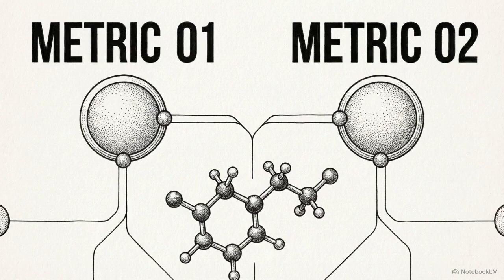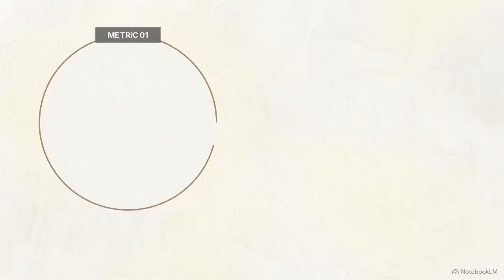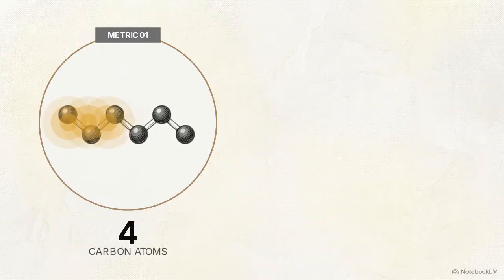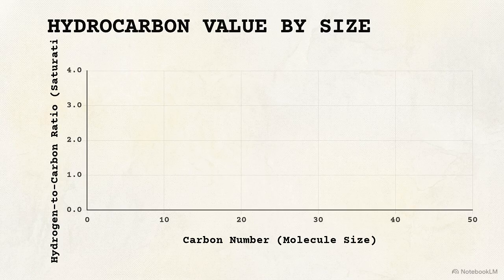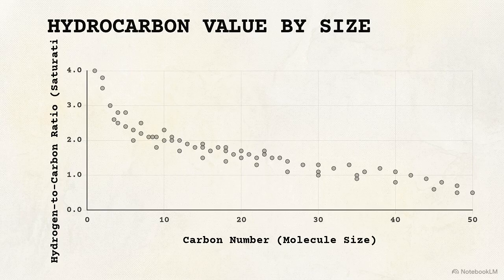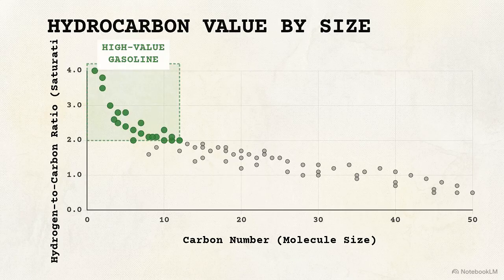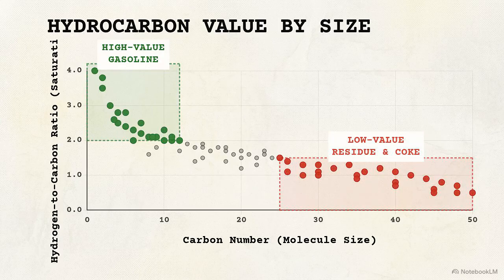Two primary metrics dictate a hydrocarbon's value. The first is its carbon number, which is the total count of carbon atoms in a single molecule. This number determines the boiling point and whether the fuel exists as a gas, a liquid, or a solid. The second metric is the hydrogen-to-carbon ratio, plotted on our y-axis. This coordinate system maps every molecule by its size and saturation. High hydrogen-to-carbon ratios with low carbon numbers form high-value gasoline. Molecules settling in the lower right, low hydrogen, high carbon, are rejected as low-value residue or refinery coke.